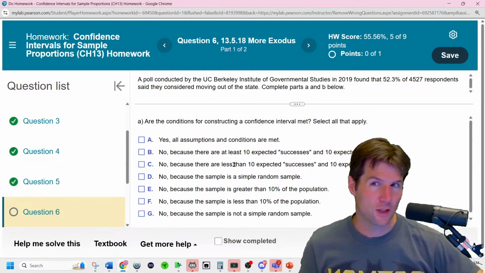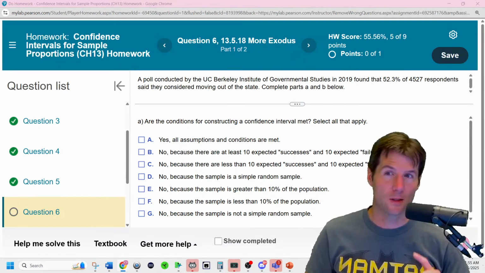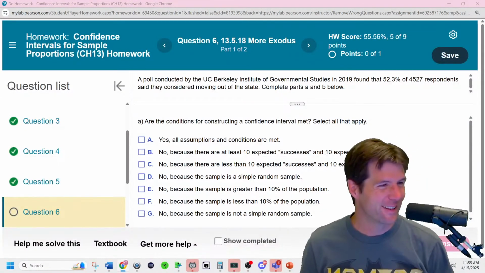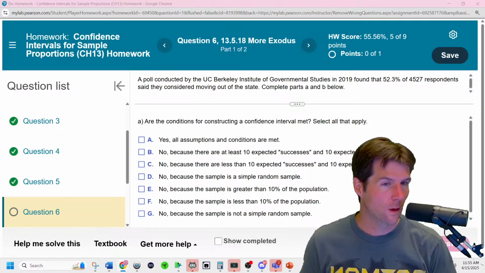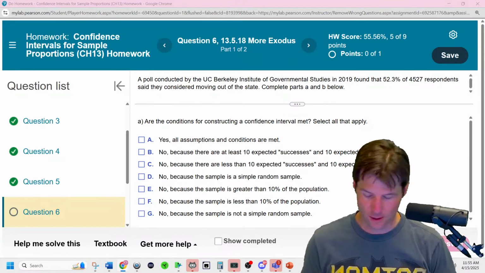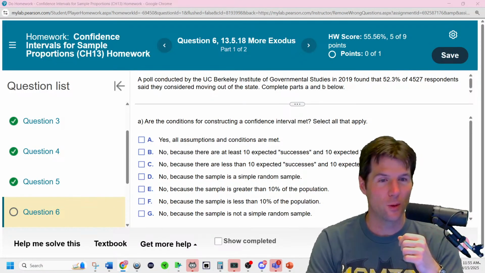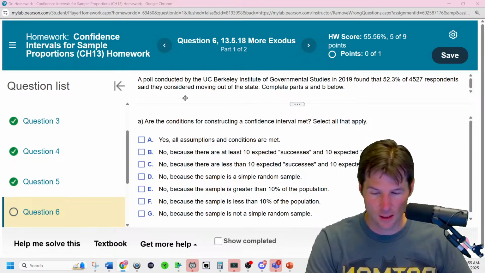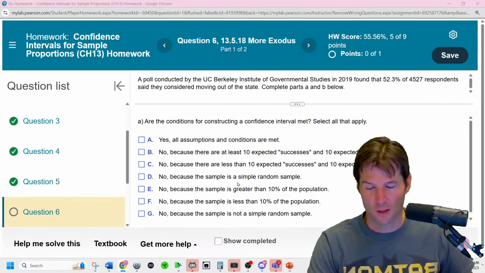So this question is actually going to get to some of the conditions. Say it with me before it even asks you to memorize. Condition 1. This needs to be a what? Random sample. It needs to be a random sample. Condition 1, we took a random sample. It looks like they did. It's a poll by UC Berkeley. I'll assume it's random, so we're going to assume it's random.